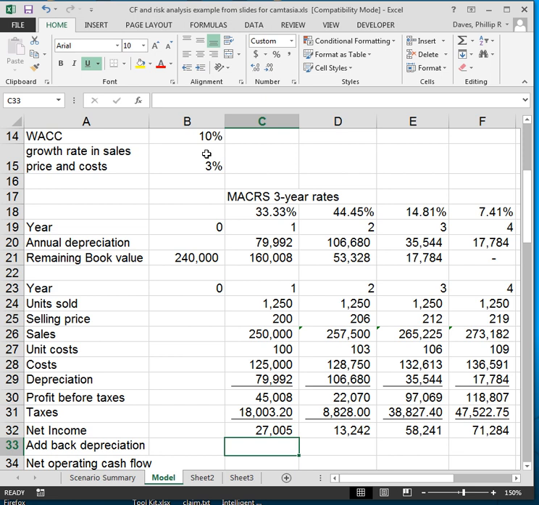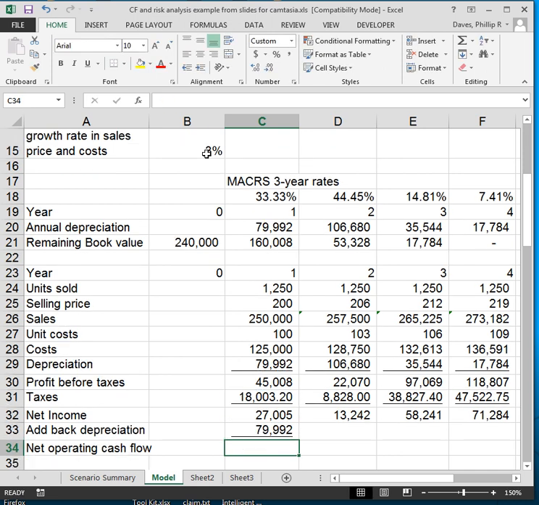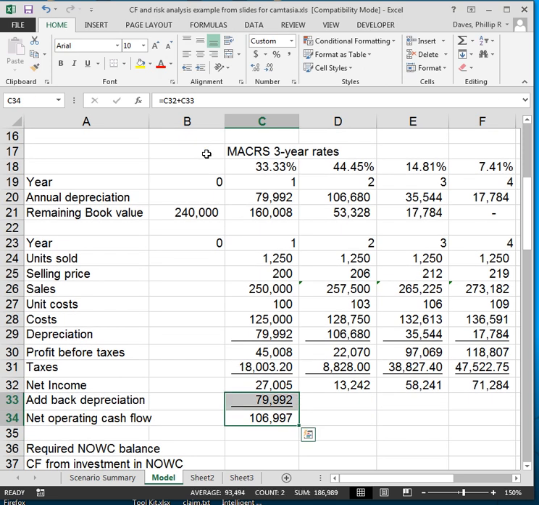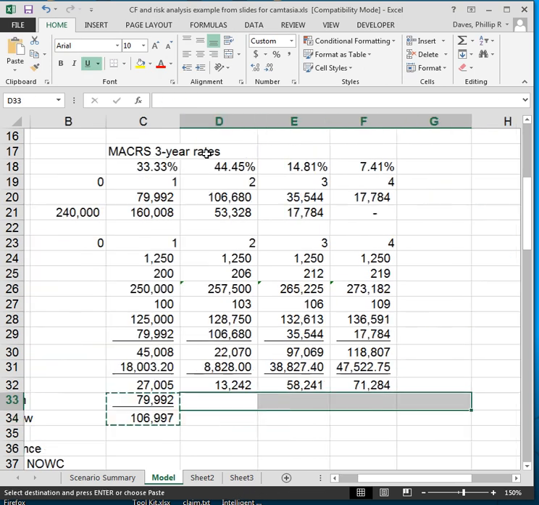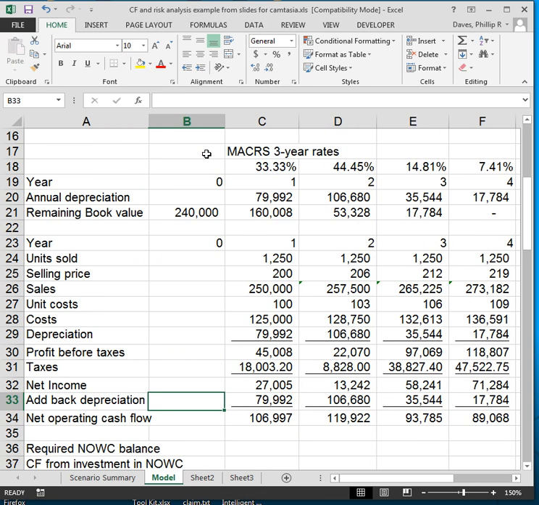However, in this case, $27,000 is not the amount of money you have left in your pocket after the day is done. Rather, you have already experienced $79,000, almost $80,000 in depreciation expense, but that's not money that you have to pay out. It's a pretend expense. It's called a non-cash expense, and so we have to add that back in to figure out how much money is left in our pocket at day's end, and that's, in this case, $106,000 in the first year, declining to $89,000 in the final year.